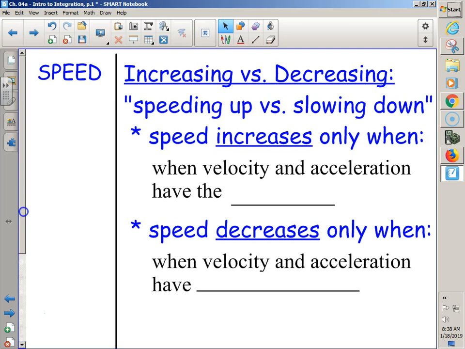I'm going to go ahead and fill in the blank first. I'm going to quickly explain it, and then we're going to go to the packet and see if we can flesh it out and figure out when it gets confusing and when it doesn't.